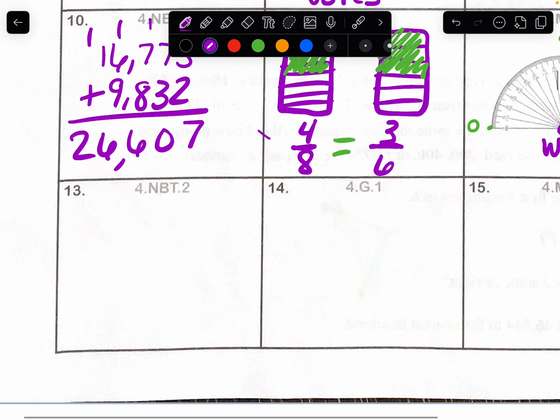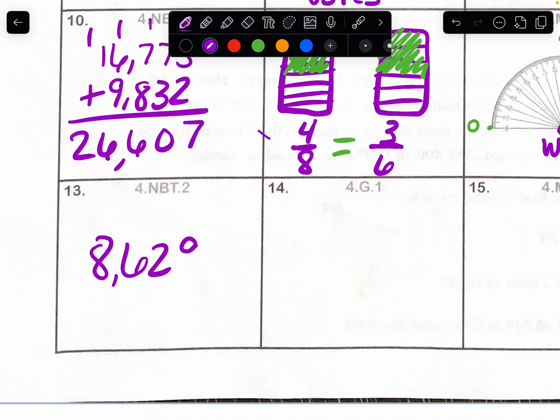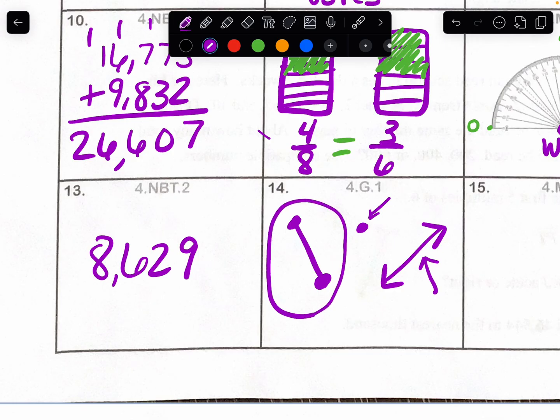All right, 13, write the base 10 number for 8,629. Which one of those is a line segment? So remember, a line segment has 2 endpoints. This is actually a point, this is a line, and this here is your line segment. So this one is correct.